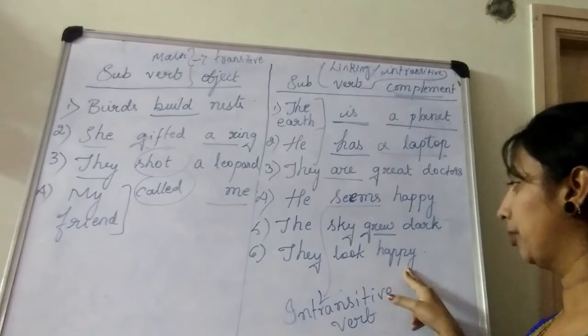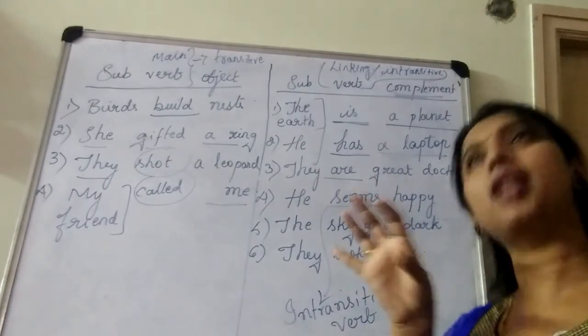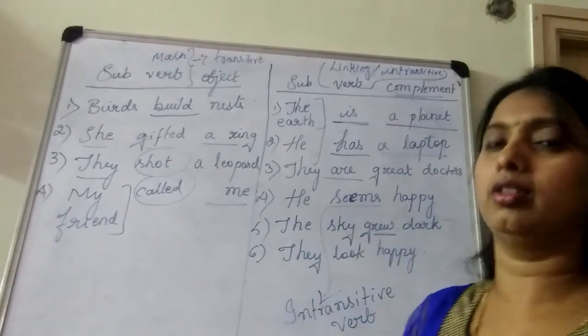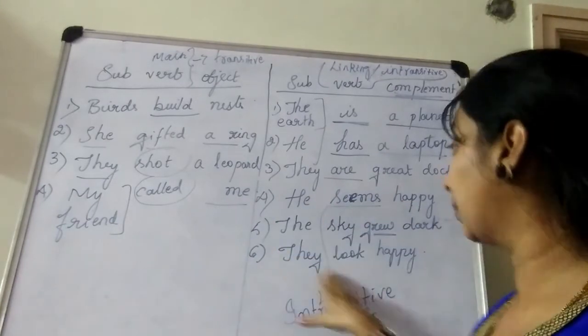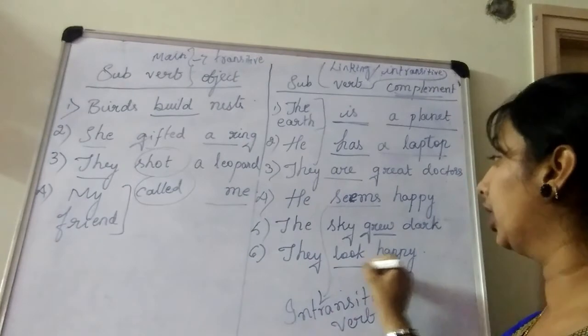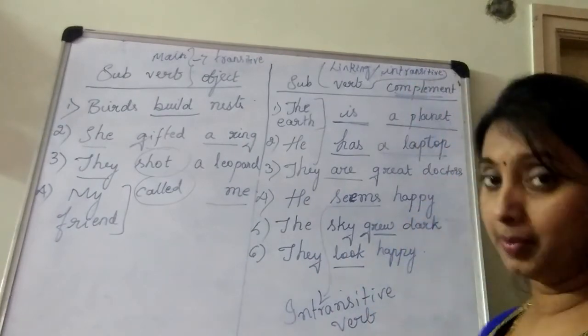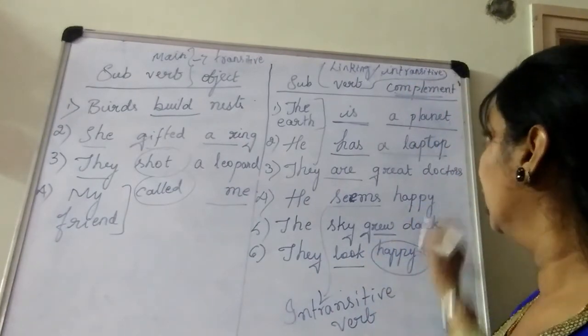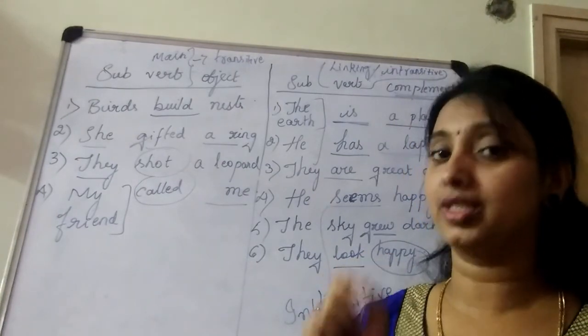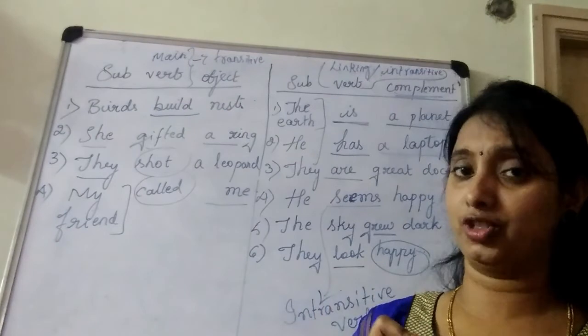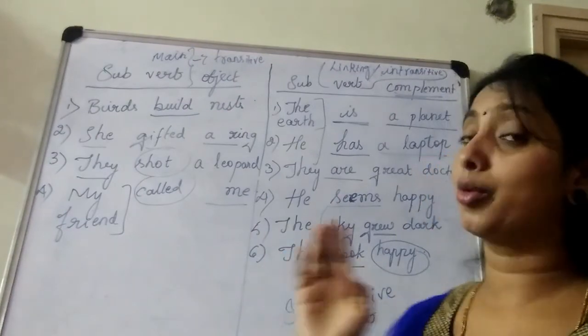They look happy. Here also we are not speaking about any action. How do they look? What is their appearance? So we are speaking about that. So look is an intransitive verb. Happy is a complement. I hope now you can find out subject, verb, object and subject, verb, complement.